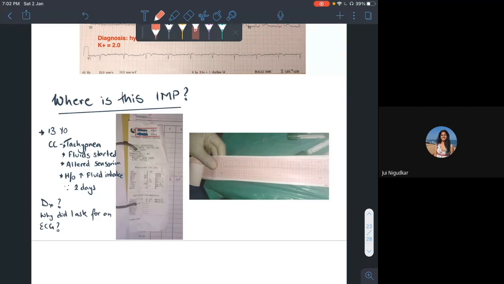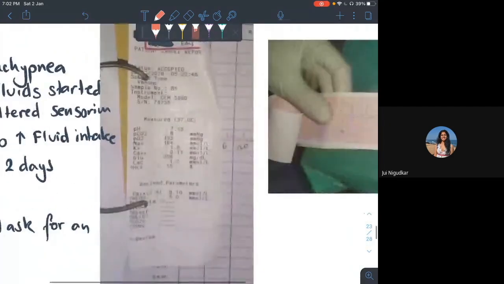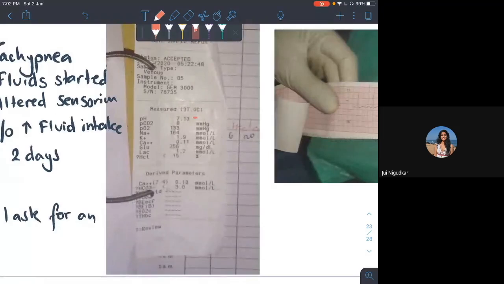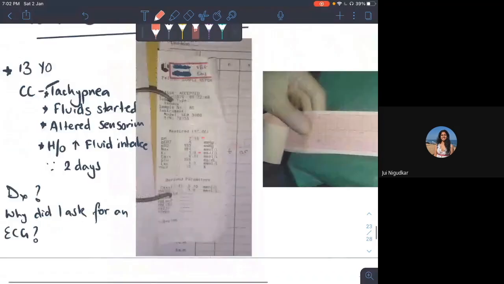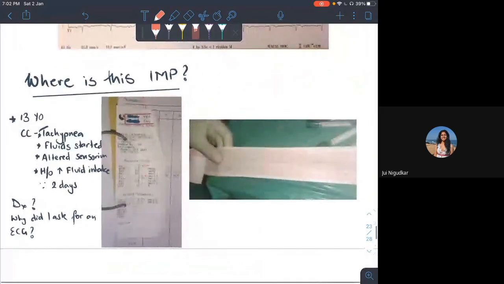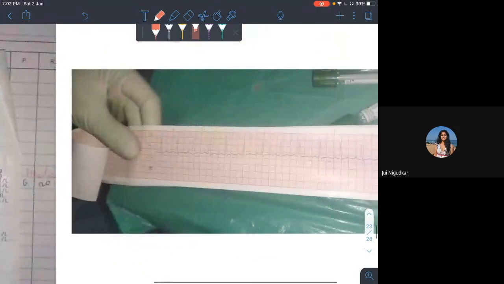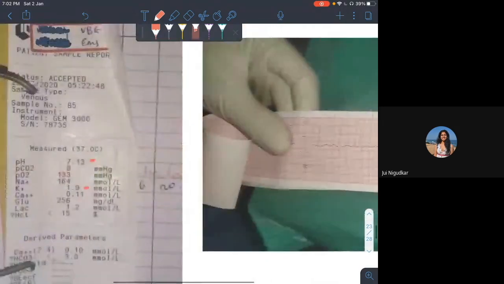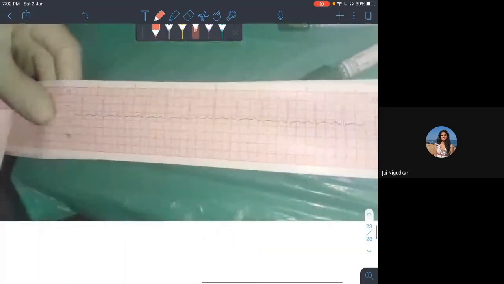So look at this case which I had. The patient comes in with a low pH, which is 7.13, and a potassium of 1.9, which is much lower than the required potassium. He has tachypnea, fluid started, altered sensorium, and history of increased fluid intake in the past 2 days. Now, the resident who was looking after this case had not taken the ECG for this patient and had just started him on fluids. The reason I asked for an ECG was because I was not sure if this level of potassium would not have any effect on ECG.